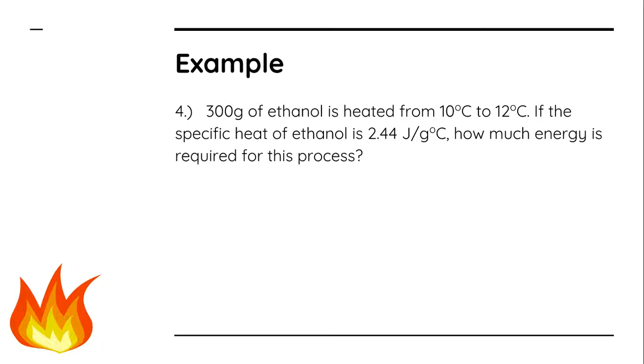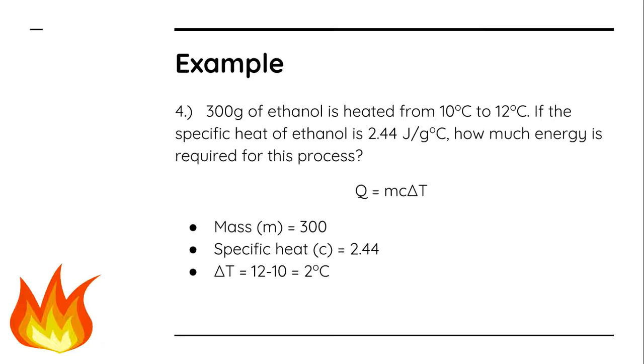So let's try one more problem. 300 grams of ethanol is heated from 10 degrees Celsius to 12 degrees Celsius. If the specific heat of ethanol is 2.44, how much energy is required for this process? So again, you have 3 out of your 4 variables. You have your mass, you have your change in temperature, and you have your specific heat. So you know that you will need to use Q equals mCΔT.